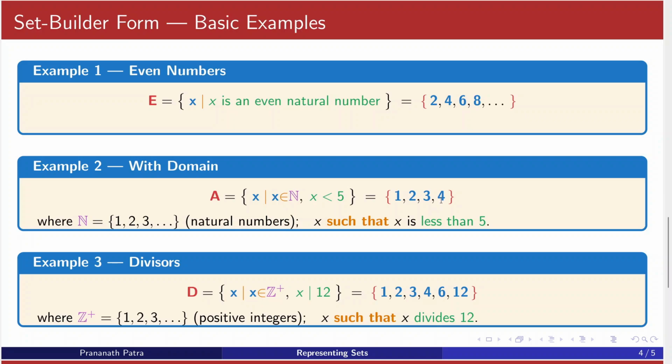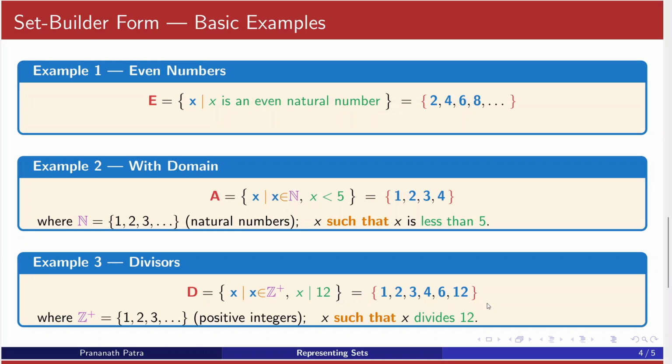In the third example, we're looking at divisors. We define set D as the set of all x such that x is an element of the positive integers and x divides 12. Let's look closely at the notation here. Notice the symbol z with a little plus sign. That specifically means positive integers starting from 1. And that second vertical line sitting between the x and the 12 actually means divides. So we're asking what positive integers divide evenly into 12 without leaving a remainder. Those numbers are 1, 2, 3, 4, 6, and 12. So those numbers make up our set.